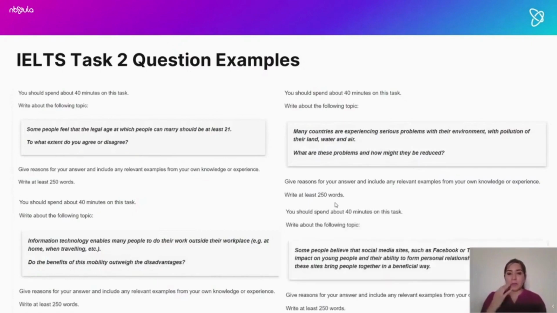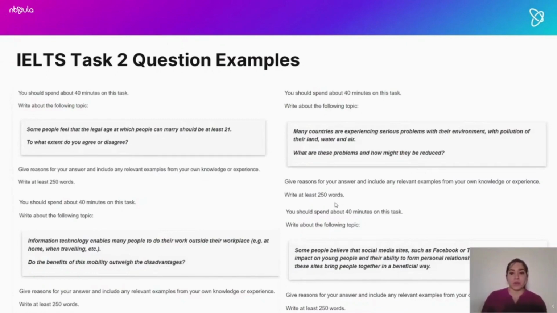Okay. Another one would be giving your opinion. So some people believe that social media sites such as Facebook or Twitter have a negative impact on young people and their ability to form personal relationships. Others believe that these sites bring people together in a beneficial way.